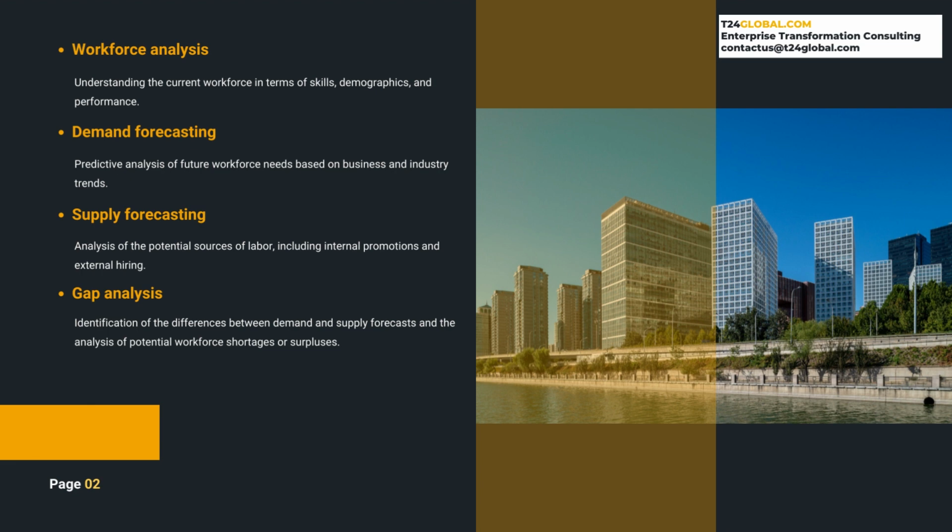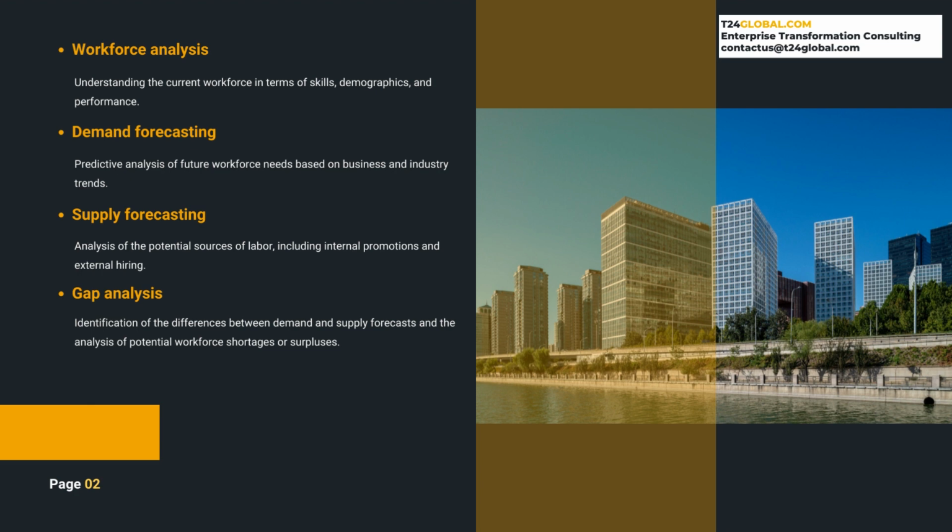Supply forecasting is important for identifying potential sources of labor that can support future business needs and mitigate labor shortages. 4. Gap analysis. This component involves identifying the differences between demand and supply forecasts and the analysis of potential workforce shortages or surpluses. Gap analysis can be conducted using BI and workforce planning software.